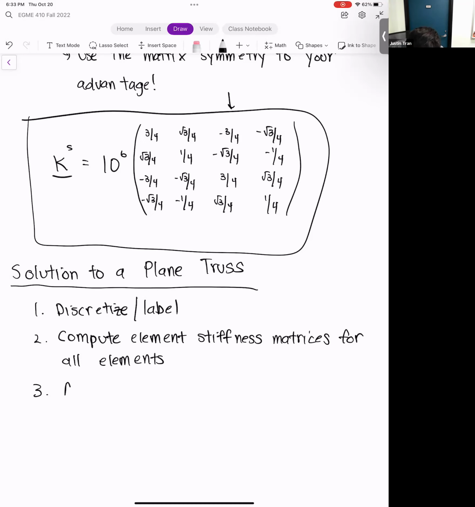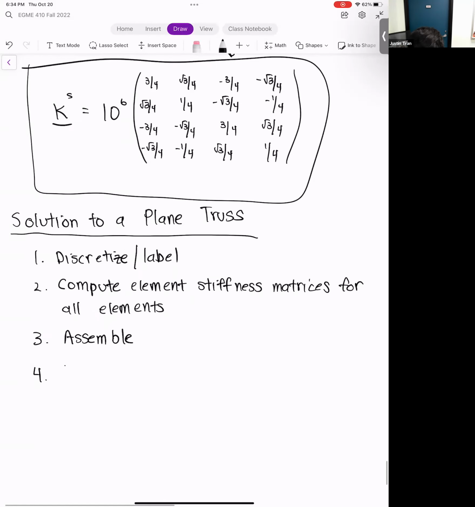Step 3 is to assemble. Once you have all the individual element stiffness matrices, you need to assemble it all together into one global linear system in order to solve it. So 3 is assemble. 4 is to apply boundary conditions. Boundary conditions are going to modify your global linear system and make it solvable. And then step 5 is to solve.